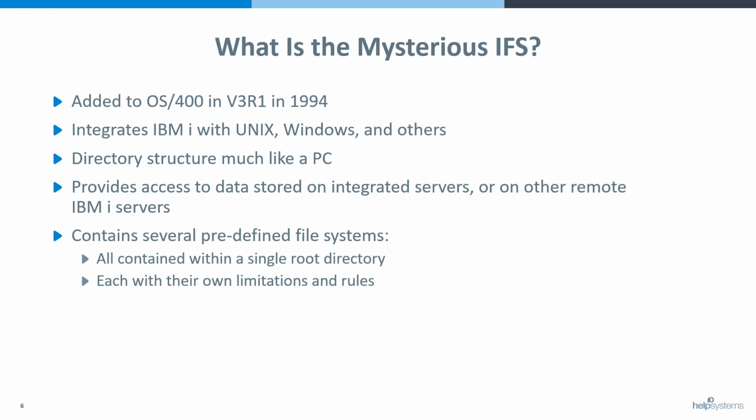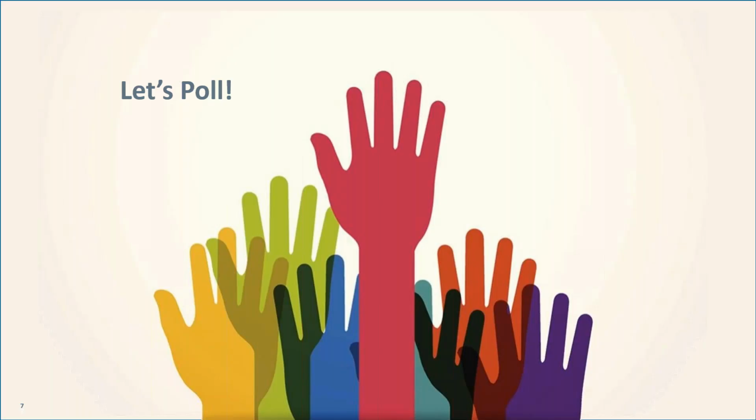Now, the integrated file system actually contains several predefined file systems. So everything is contained within that single root directory. We'll be talking a lot about the root directory as we go through the presentation today. And each one of those predefined file systems in the integrated file system, or the IFS, has its own limitations and rules. And we'll get in depth on some of that as well today.